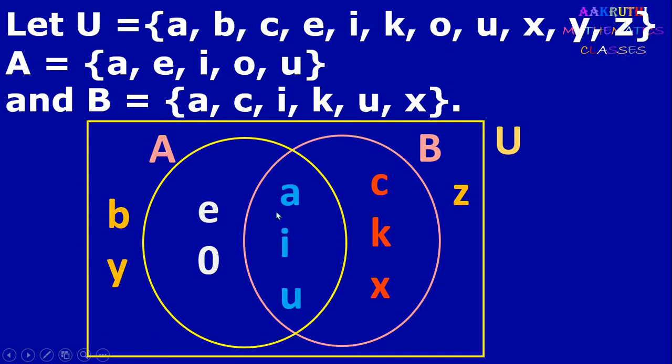A, I, U is the common element. A, I, U, E, O are the elements of A. A, I, U, C, K, X are the elements of B. And all these elements together are called the universal set. So here it is A, I, U, E, O, B, Y, C, K, X, Z. All these are present in the universal set. You have to represent the universal set in a rectangle and subsets in circles.